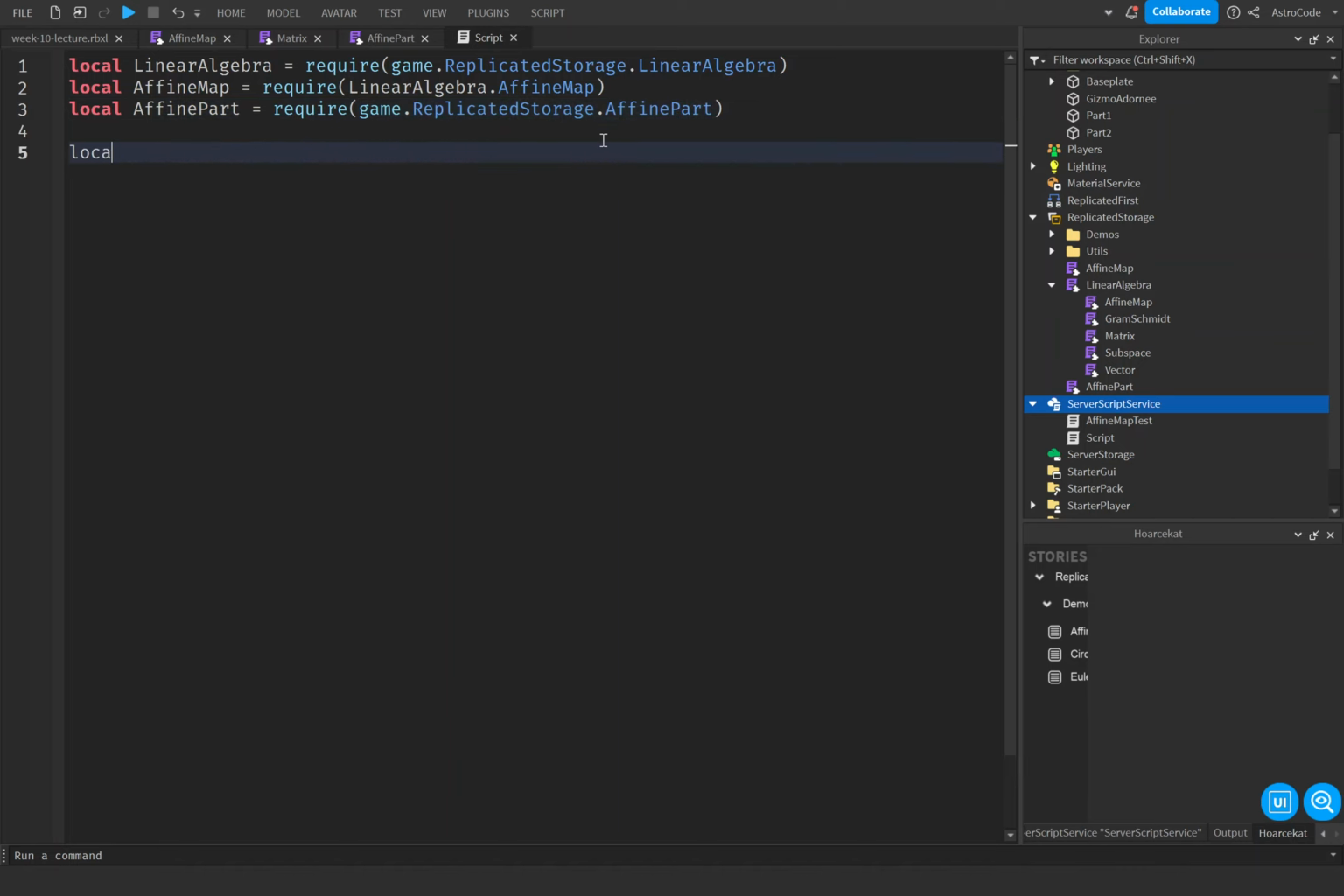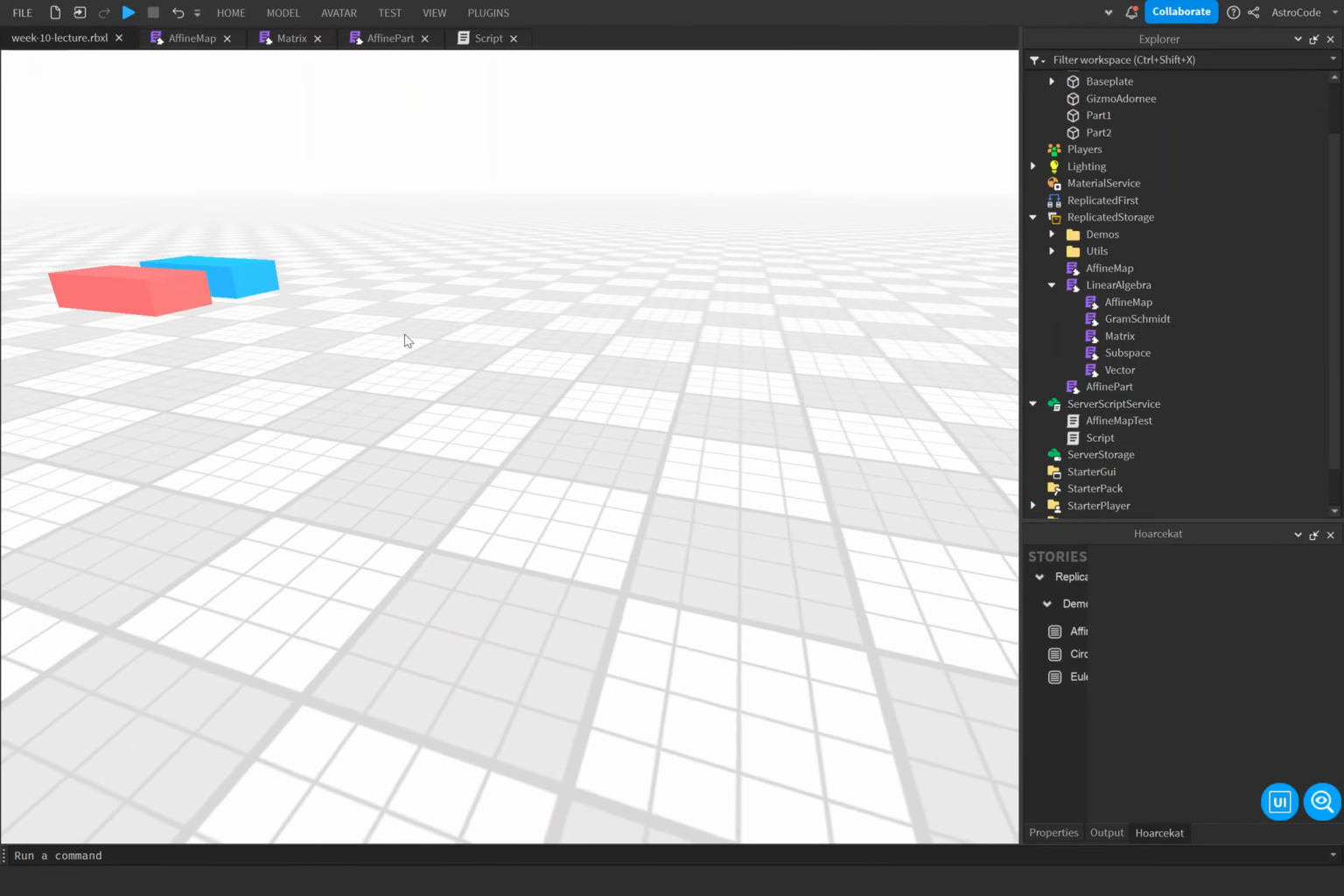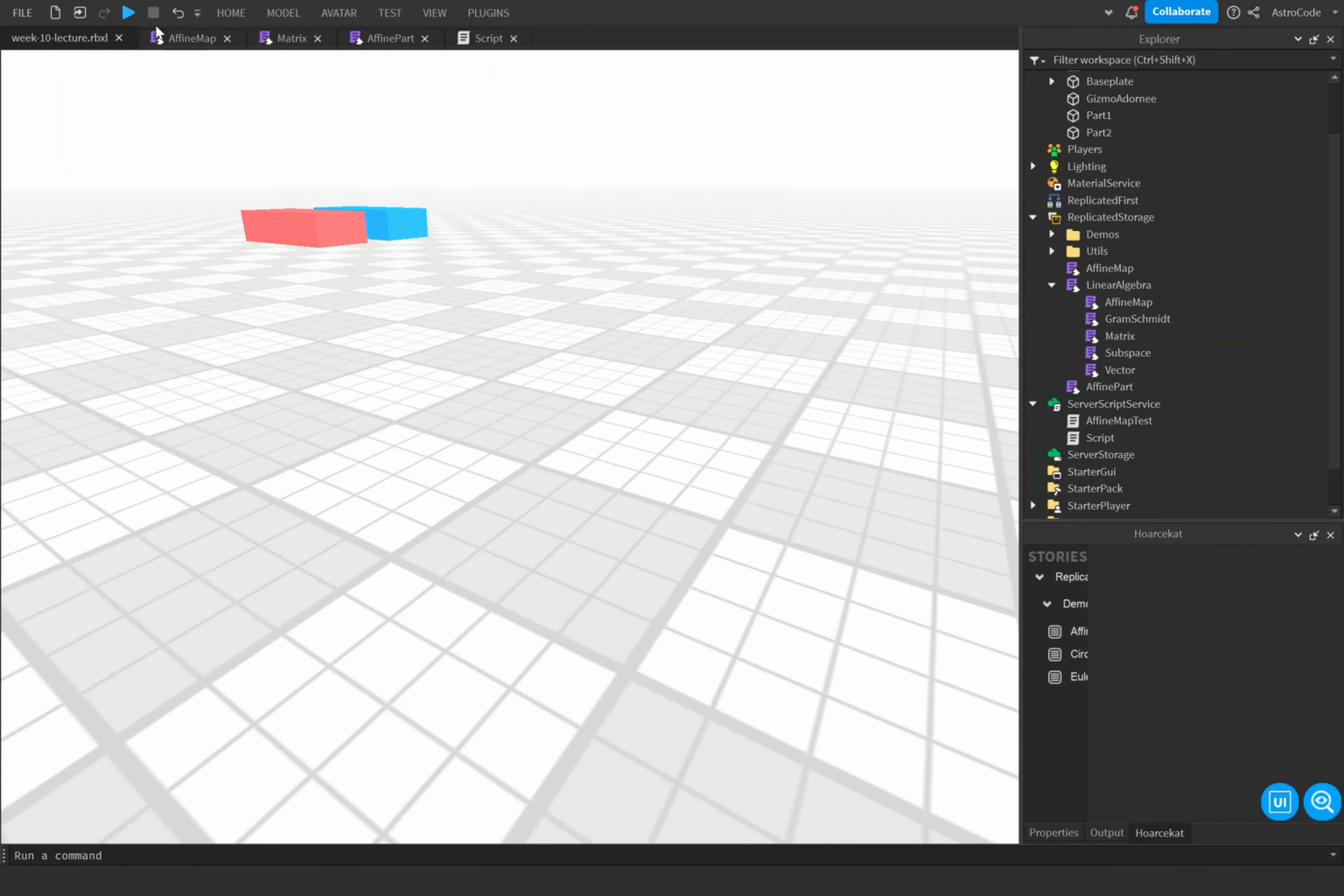Okay, so we're going to create some affine map, and we'll use our new scale constructor. We want to scale our part, let's say 2, 3, and 4. So then create a new affine part, and we'll apply our affine map to it, and hopefully we see something happen.